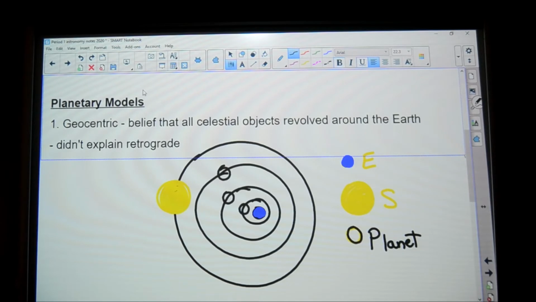So the Earth is in the center, Earth is the blue, our sun is the yellow, any planet, everything revolved around us. The only problem is it didn't explain retrograde. The planets go into retrograde. Remember, they're slowing down, but they look like they're going backwards.